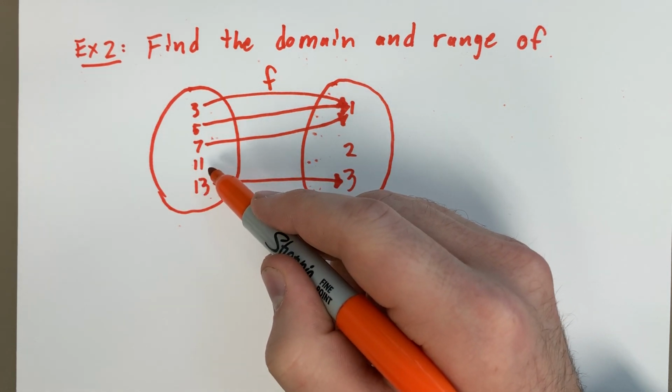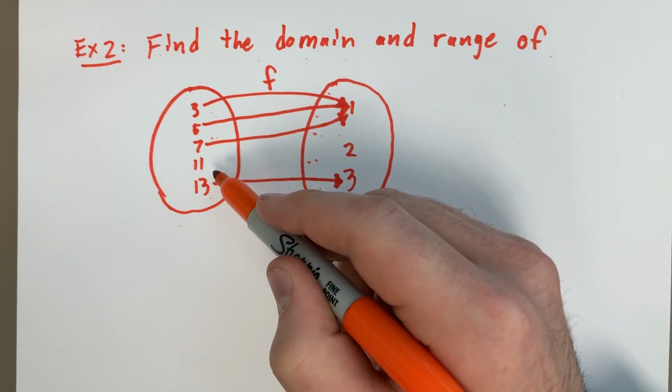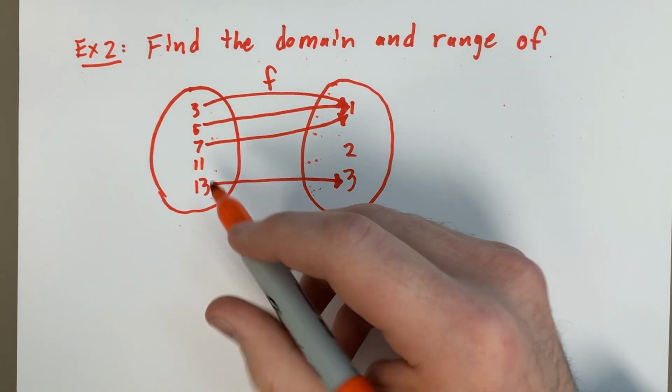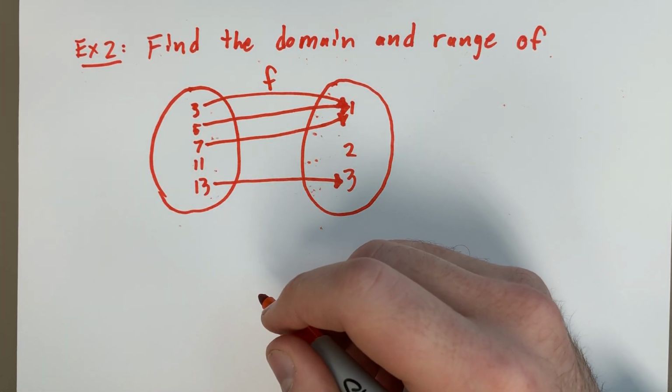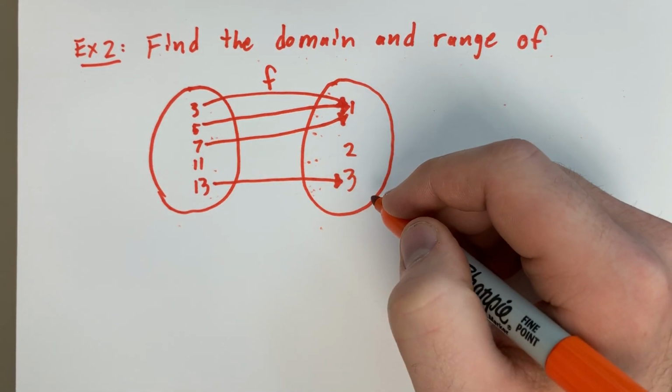So we have at most one arrow coming out of every one of these guys here. Yes, 11 does not have an arrow coming out of it, but what that means is that f is not going to be defined at 11. It's just an extra thing I have over here in the left potato, okay? But everything else has an output.